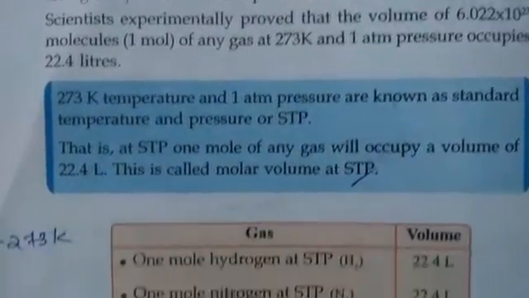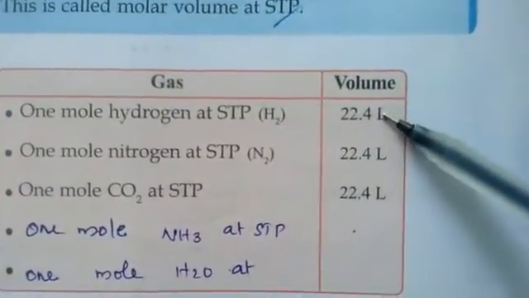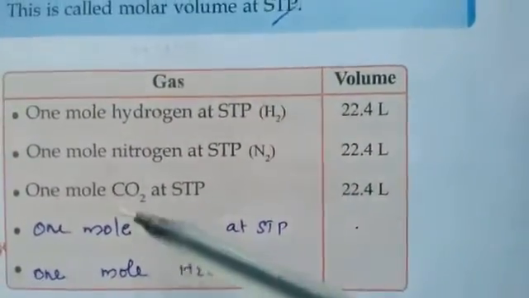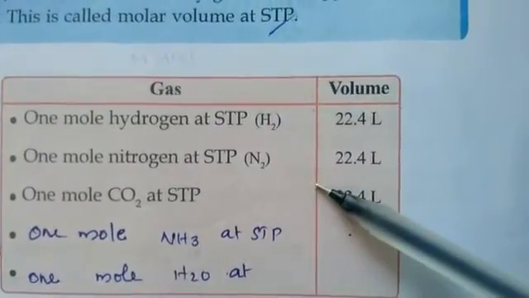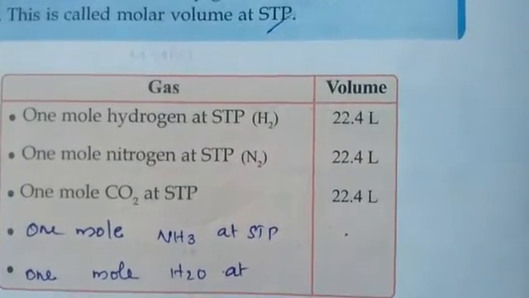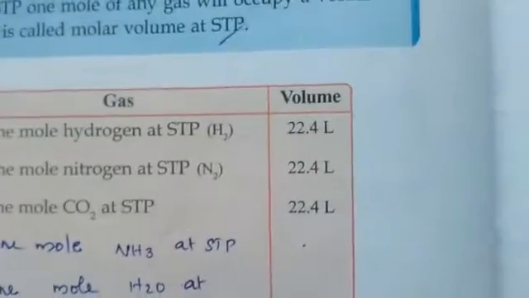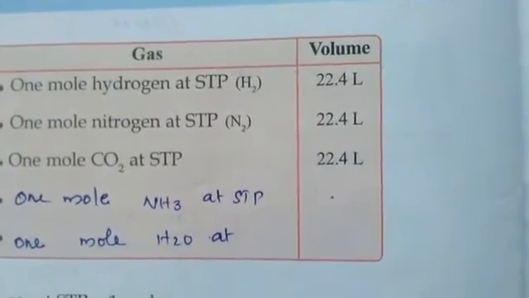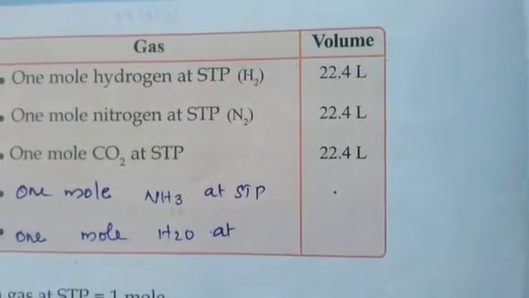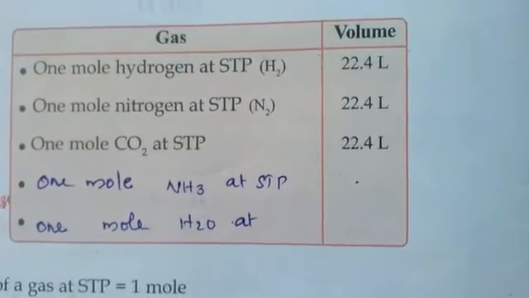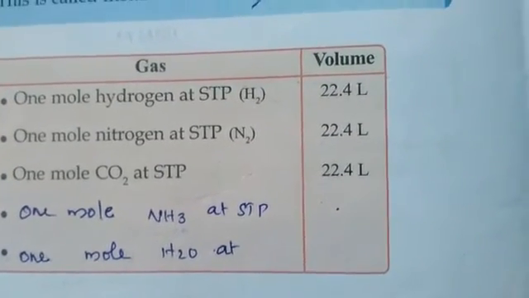Then see this one: 1 mole hydrogen at STP, H2, is equal to 22.4 liters. Then 1 mole nitrogen at STP also 22.4, 1 mole carbon dioxide also 22.4. So 1 mole of any gas, whichever gas we have taken, the molar volume is equal to 22.4 liters. Is it clear or not? I will tell you once again, molar volume of any gas at STP is 22.4 liters.